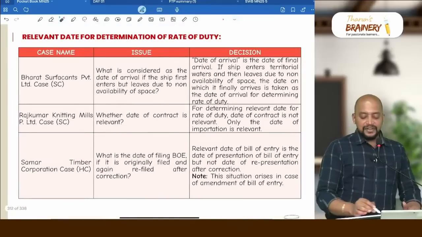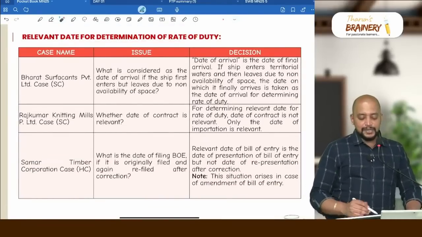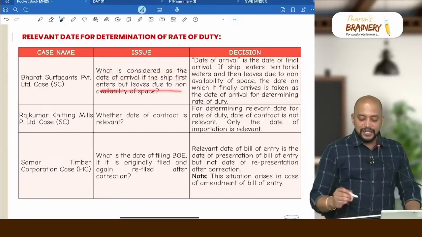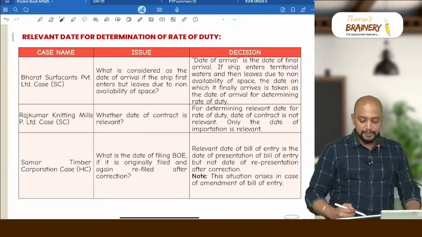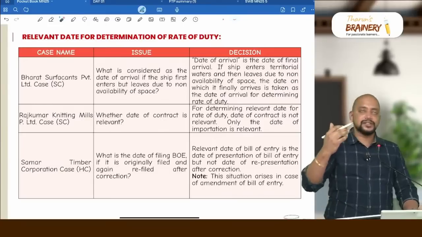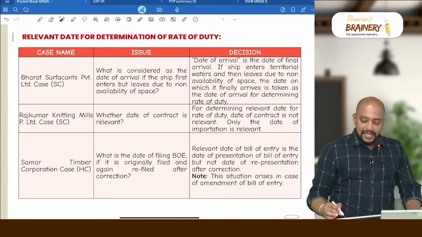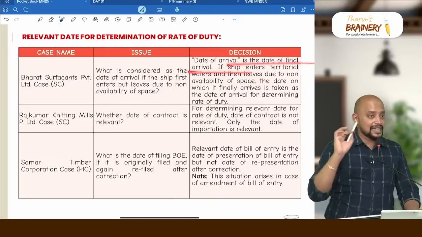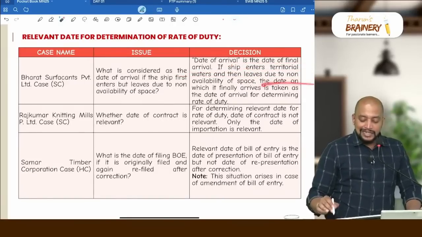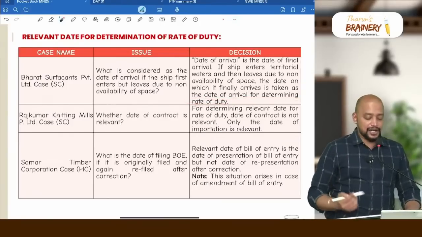And what is the relevant date for determination of rate of duty related to that? So we have one case, Bharat Surfax case. What is considered as the date of arrival if the ship first enters but leaves due to non-availability of space? Whenever it finally arrives, that only should be taken. So first the ship comes and then again it leaves and again it finally arrives. So finally when it arrives, okay, the date of arrival is the date of final arrival. If the ship entered territorial waters and then left due to non-availability, the date on which it finally arrives is taken as the date of arrival for determining the rate of duty.